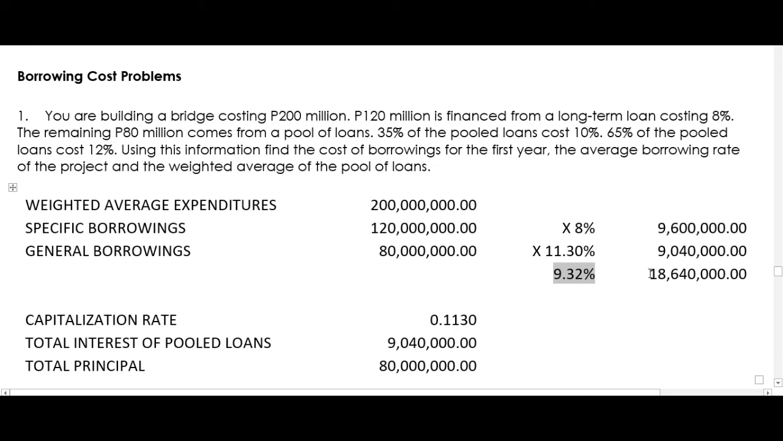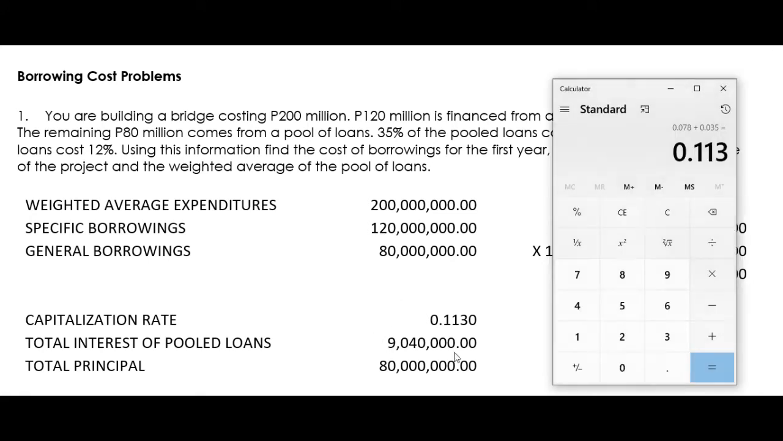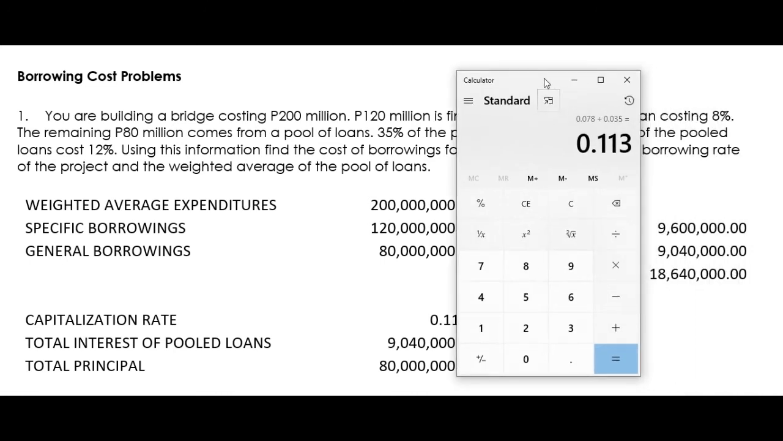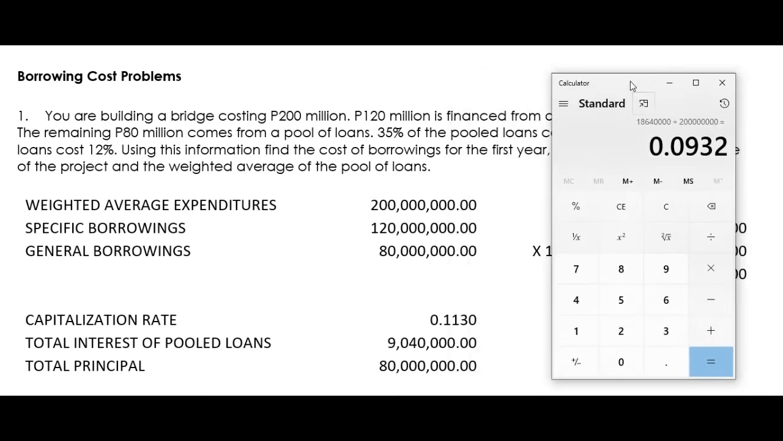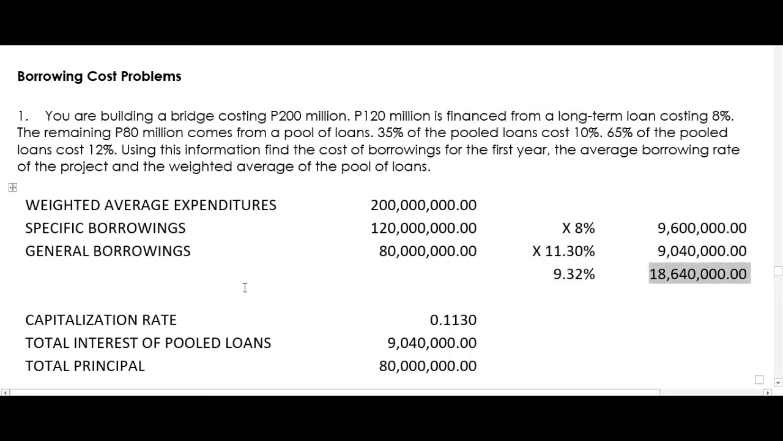Ang gagawin mo lang, kunin mo tong interest na to, i-divide mo lang siya doon sa total borrowings natin na 200 million. Or basically, kung kakalkyo natin yun, so kunin mo lang yung 18,640,000, divide natin siya ng 200 million. Yun. So 9.32%. Okay? So yun lang yun.